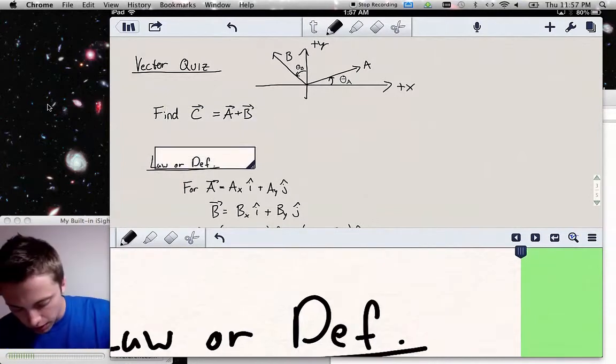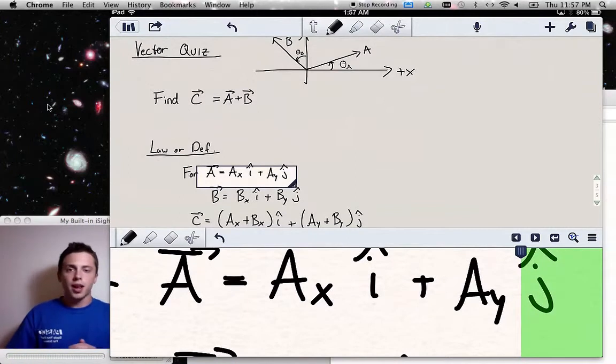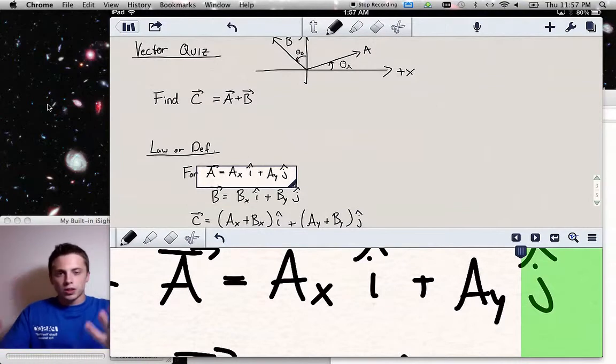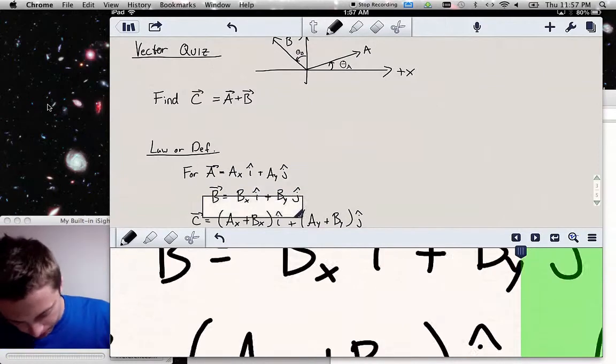Okay? So for the law of definition, we write the rules of vector addition. And it's as simple as this. You have a vector, you want to break it into components, and when you have another vector, you can break it into components. And if you want these two vectors to work with each other through addition, through vector multiplication, which we will learn about later, we want to then just work with the components of the vector.